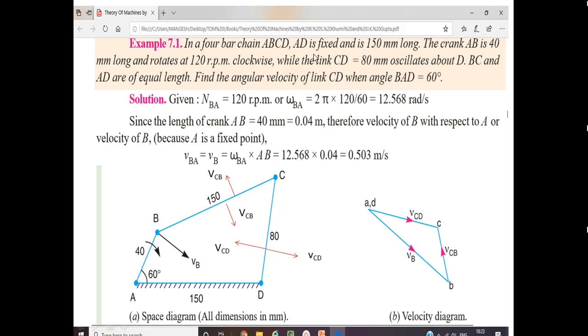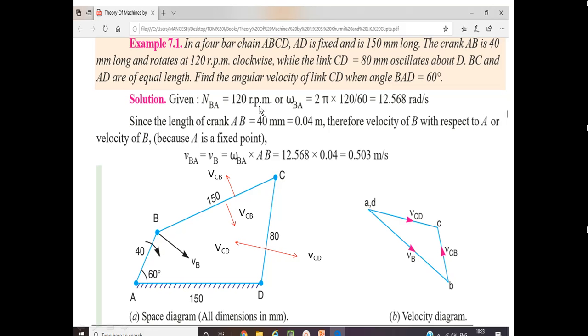What is our first duty? Our first duty is to write down the dimensions. Given data: AD is of fixed length, so it will be horizontal and 150 mm long. AB will be the crank, which rotates at 120 rpm clockwise, while the link CD is 80 mm. Link CD will be 80 mm, AB 40 mm, and BC is equal to AD, as given.